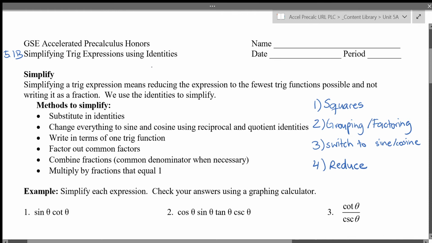I think what I want to say is you want to have the least possible trig functions in there, and I want to talk about in a second what that means. And you don't want to have any fractions in there. So if we can make that happen, that would be awesome. So these are a few methods. These are the methods that I'm going to use, okay?